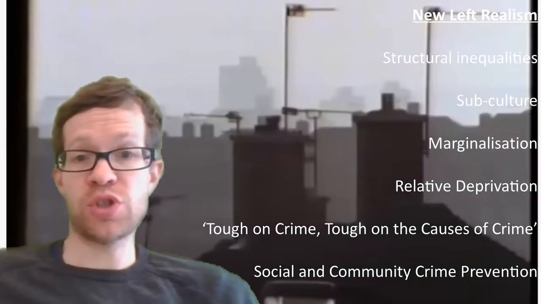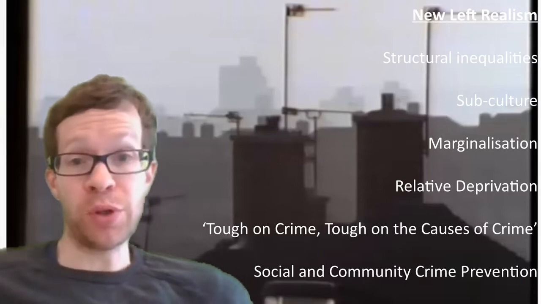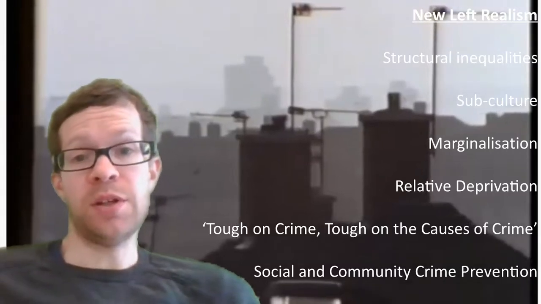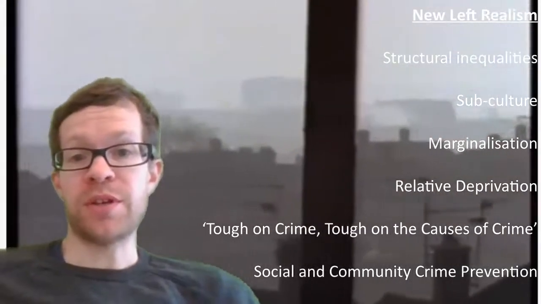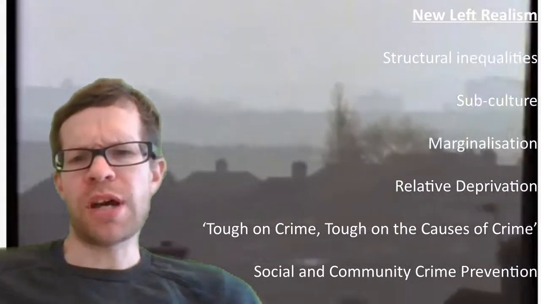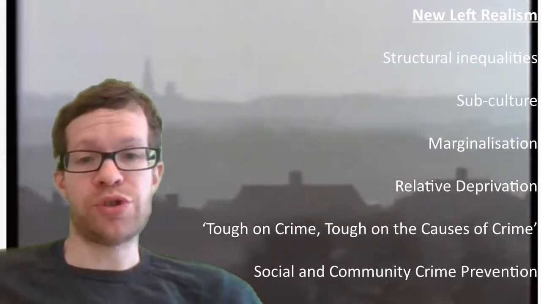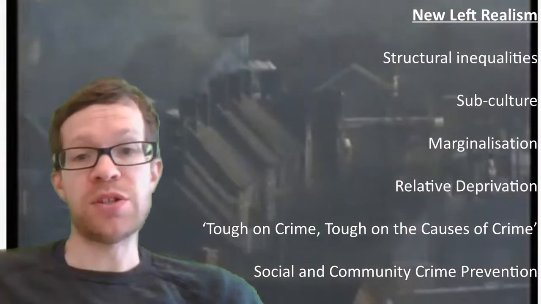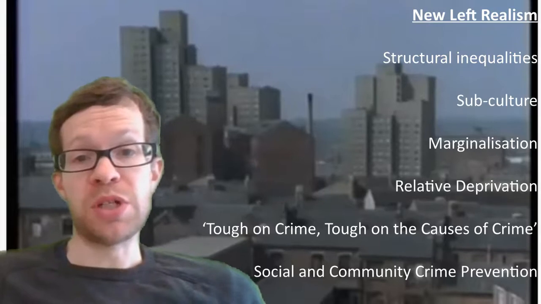Okay, and this now brings us to left realist theory, a response from the political left to the New Right ideas of the 1980s. New Left theory tries to think about the structural causes of crime rather than just punishment and zero tolerance. It does, as the slogan that Tony Blair used suggests, want to be tough on crime.